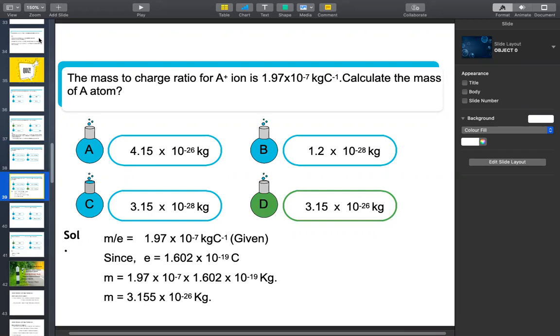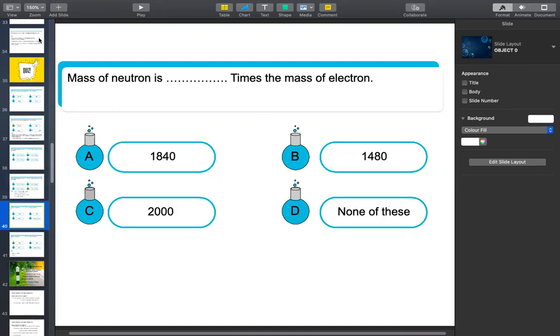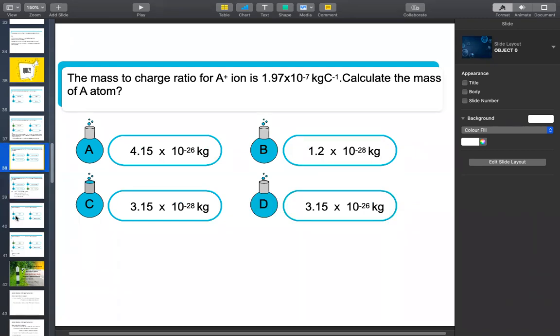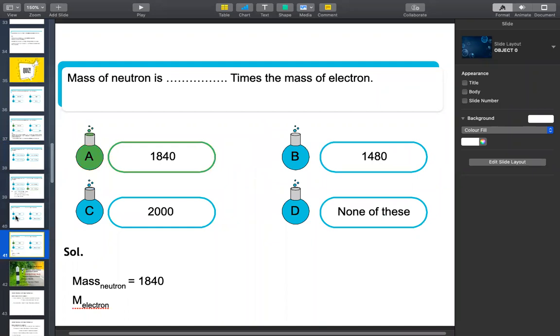Charge is 1.6 into 10 power minus 19. You substitute this value. Mass of neutron is very easy. A. Right.